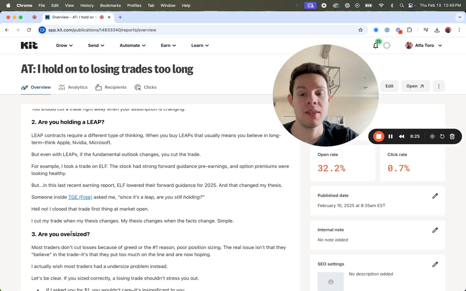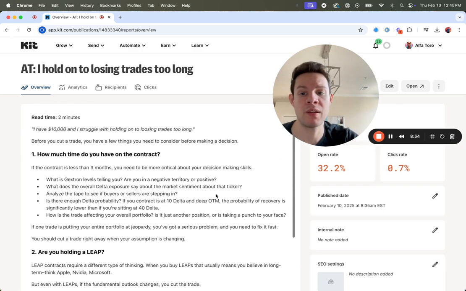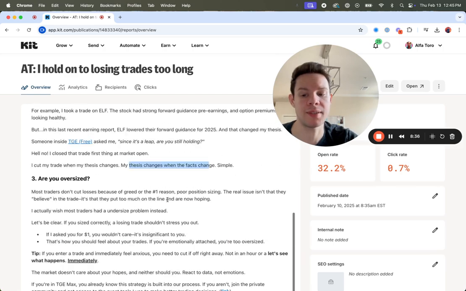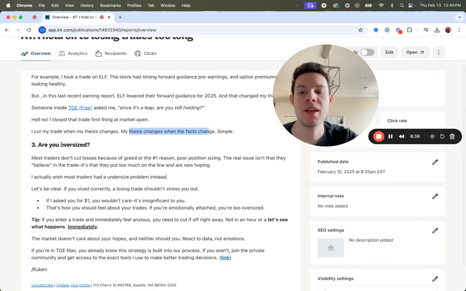So I cut my trades when my thesis changes, and my thesis changes when the facts change. It's just that simple. And that applies as well for short-term expiration trades. Another thing that you have to ask yourself is, are you oversized? If you're oversized, you've got a big problem.